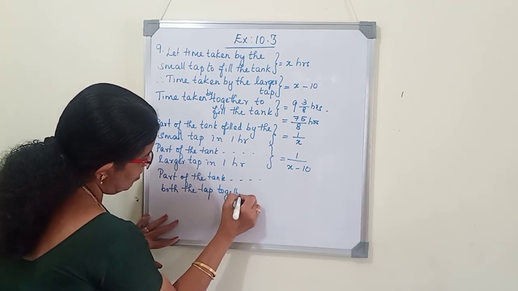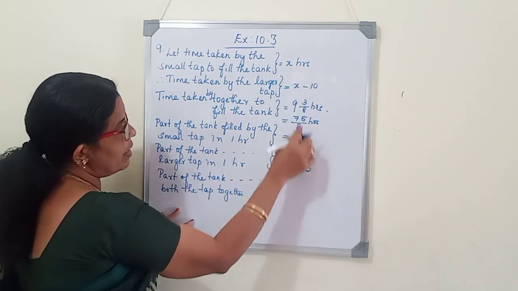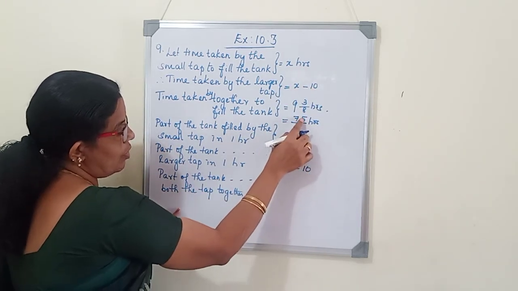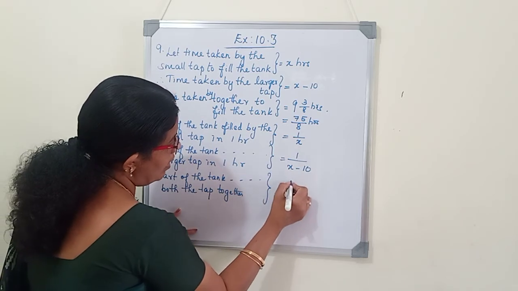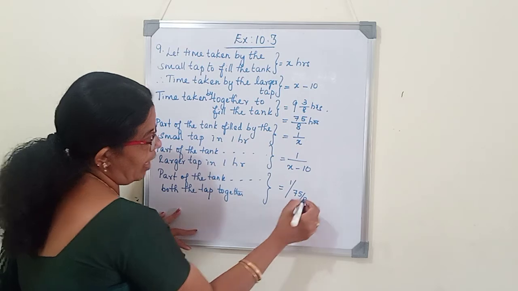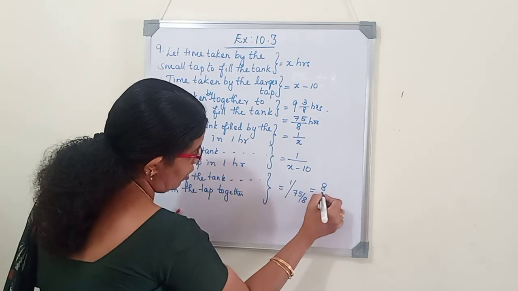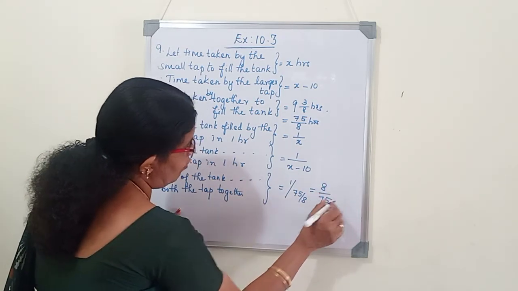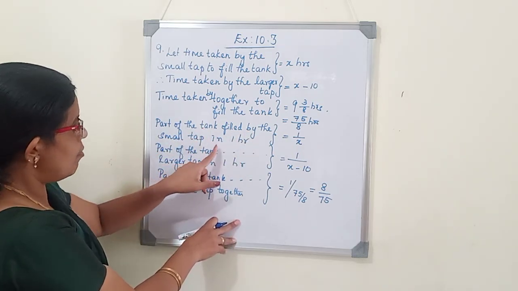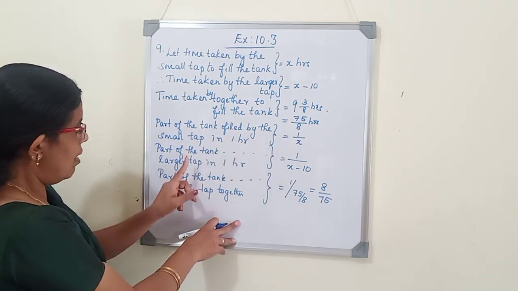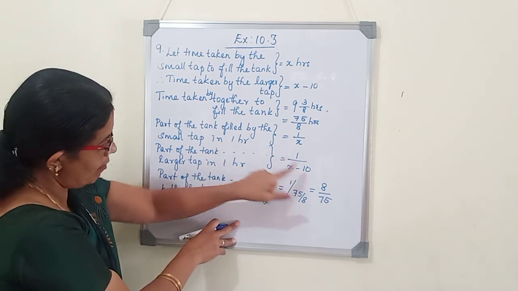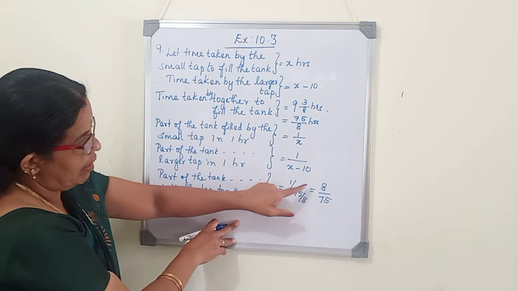If it is x hours, it is 1 by x. For x minus 10 it is 1 by x minus 10. So here we will write 1 by 75 by 8. 1 by any fraction is its reciprocal, so it will be 8 by 75. The part of the tank filled by the smaller tap in 1 hour is 1 by x. The part filled by the larger tap in 1 hour is 1 by x minus 10. Together in 1 hour, 8 by 75.